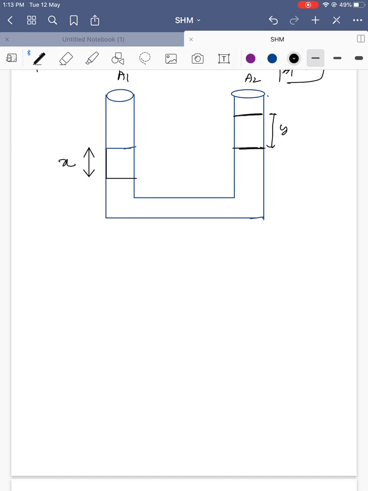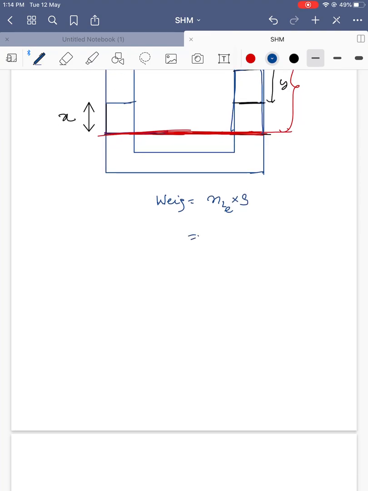Now what is the unbalanced force? Till the time the liquid levels are the same, up to this layer, the forces are balanced because the pressure is the same. The unbalanced force is due to the liquid which has been raised. The weight of the liquid which has gone up is creating the unbalanced force. How to get the weight? Weight is equal to the mass of the excess liquid into g. How to get the mass of the liquid?